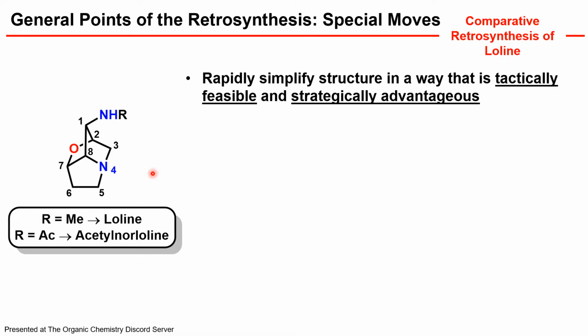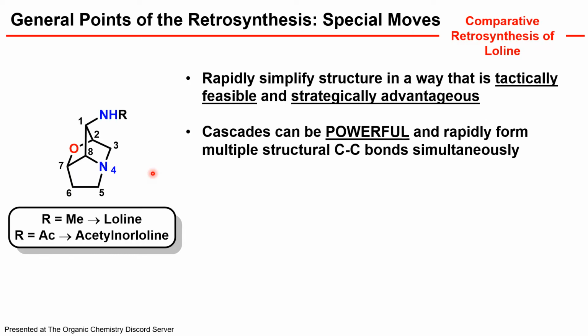Okay. So the last thing is special moves, right? So these are like your combos. Combos can be really powerful because they're called cascades, I guess, because you can make multiple CC bonds in one reaction, and you can put your other heteroatoms, like your oxygens and your nitrogens, where you need them to be.